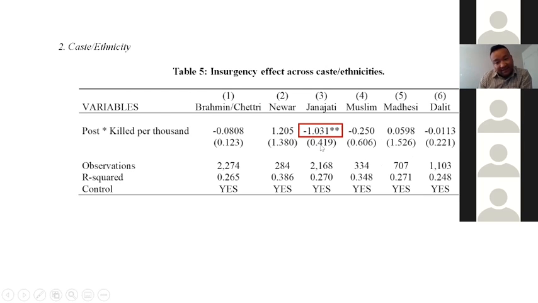Maybe this result is suggesting that there were some issues among the Janajatis because of which we have this huge effect. I'm surprised that Dalits don't have a significant effect. But this table shows that a lot of the children from the Janajatis suffered.